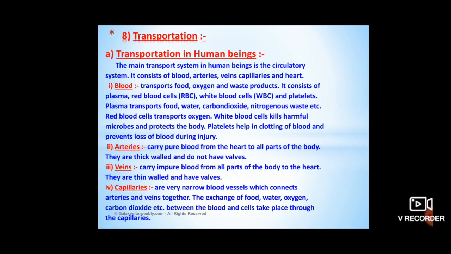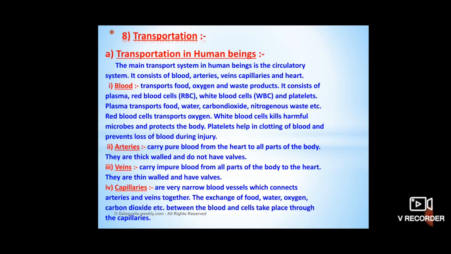These arteries carry the pure blood from the heart to all the parts of the body, and they have thick walls and do not have valves. Dear children, these arteries have very strong, thick-walled muscle cells.